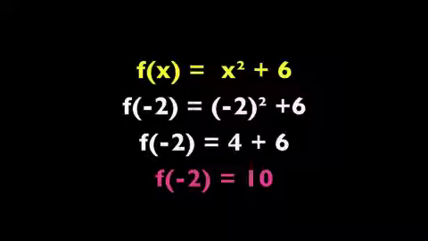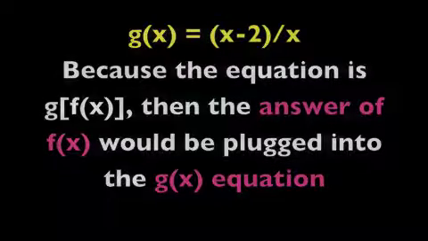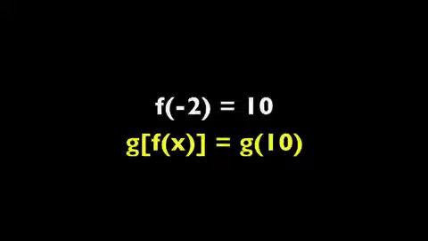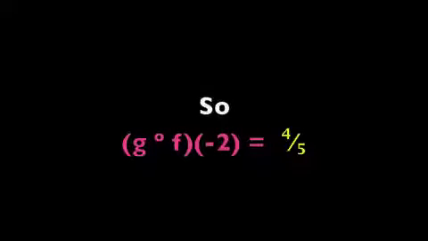When plugging the variable into the equation, the answer is 10. Because the equation is g of f of x, then the answer of f of x would be plugged into the g of x equation. Because f of negative 2 is 10, 10 would be plugged into the g equation. When you plug 10 into the equation, the answer is 4/5. Your answer is 4/5.